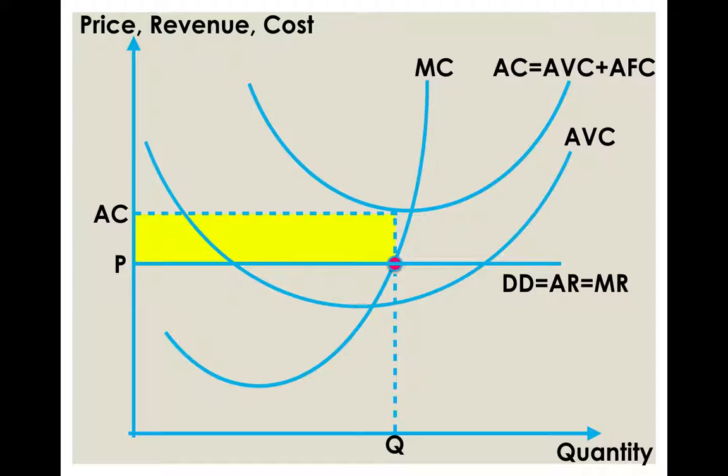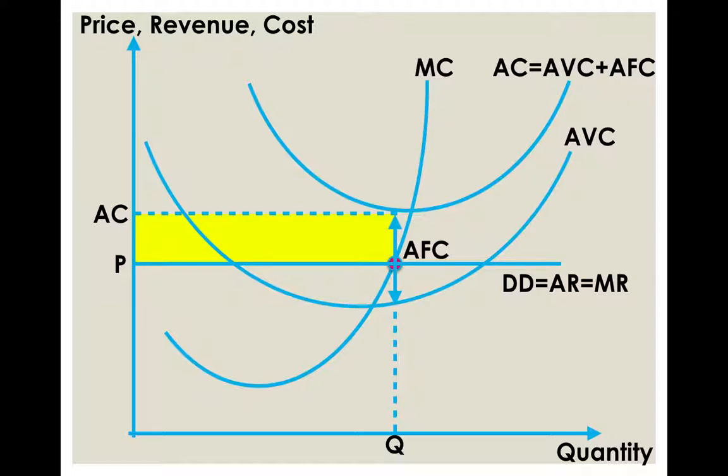So diagrammatically, how do we see where the average fixed cost is? The average fixed cost is actually just the vertical distance between AVC and AC. So we have previously established that the yellow rectangle is basically the loss made if the firm continues production. Now let's look at what happens if the firm stops production.